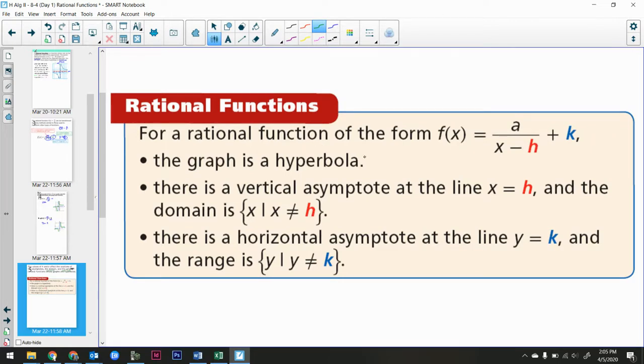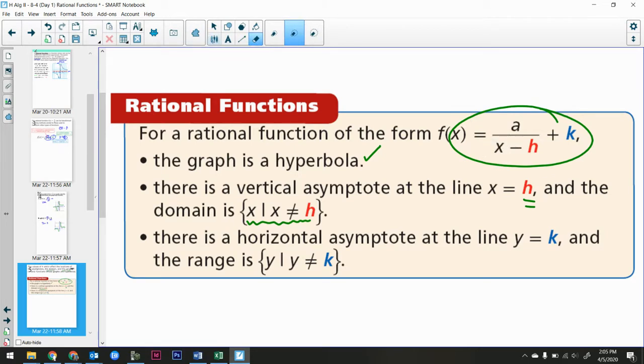Okay, so we know the graph is a hyperbola. There is a vertical asymptote. Well, what changes a vertical asymptote? Well, that would be pushing it left or right. So that means the h value is where the vertical asymptote is. The domain, therefore, means all x values such that x cannot be h, which makes sense. Think about it. If I asked you for this function up here, what is undefined? Well, what is undefined when the denominator equals 0? So an h right here, that would make the denominator equal to 0. So x cannot be h, right?